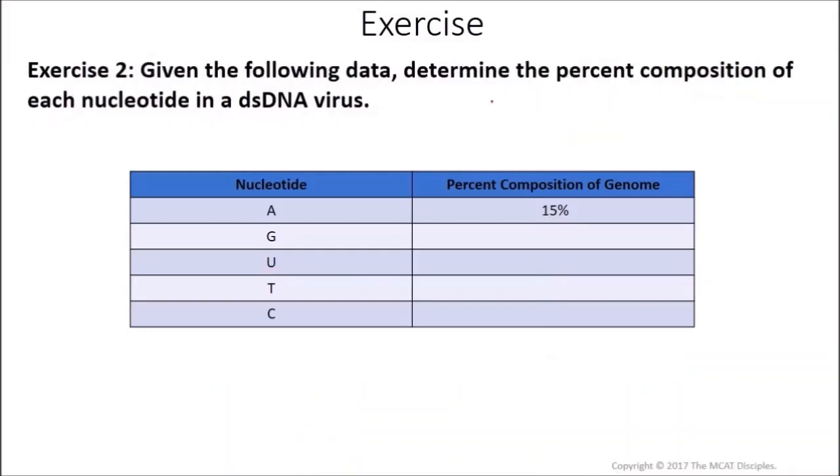Exercise 2, given the following data, determine the percent composition of each nucleotide in a double-stranded DNA virus. So feel free to do that. I'm not even going to fill that out for you. Actually, I lied, because if I don't fill it out for you, then you're just going to ask me about it. 15. Okay. I leave this with 70% left, so we have 35 here, and we have 35 here. There you go. And of course 0 for the uracil because this is a double-stranded DNA virus.